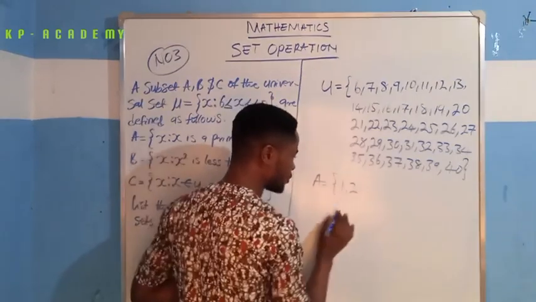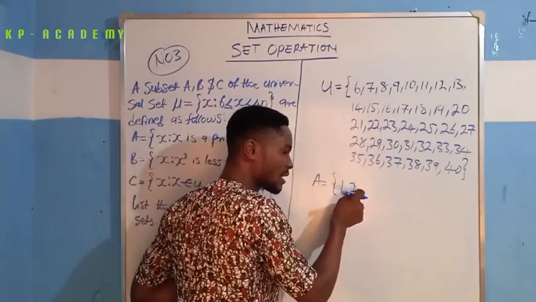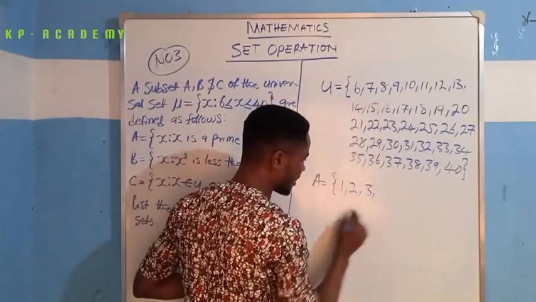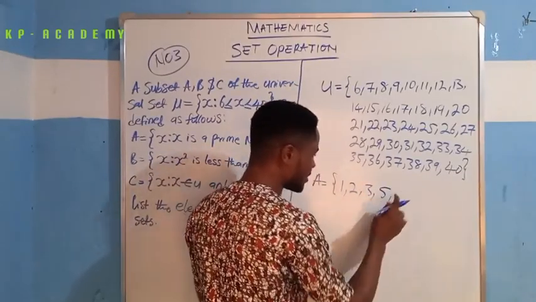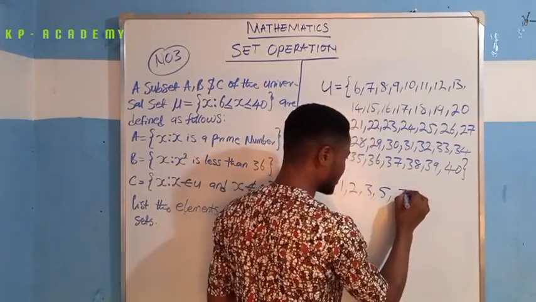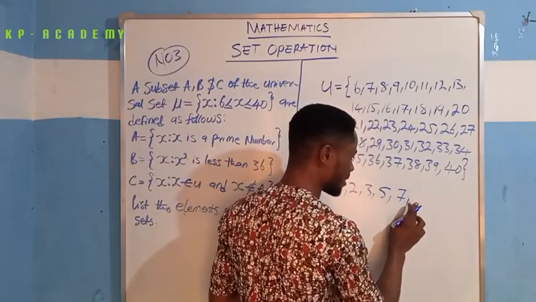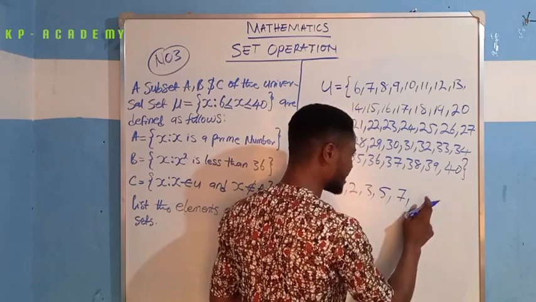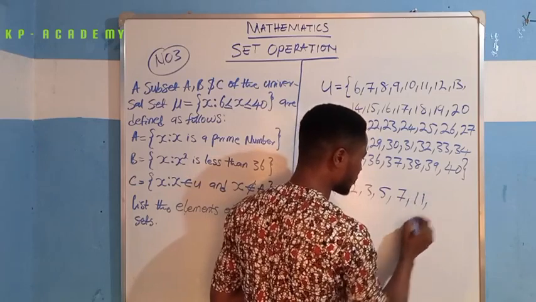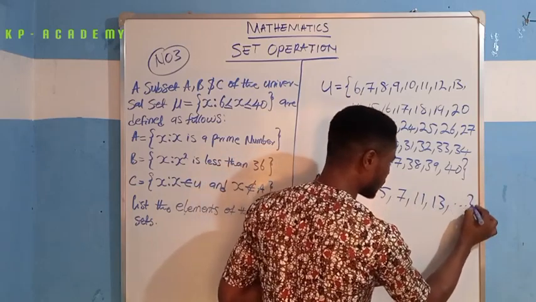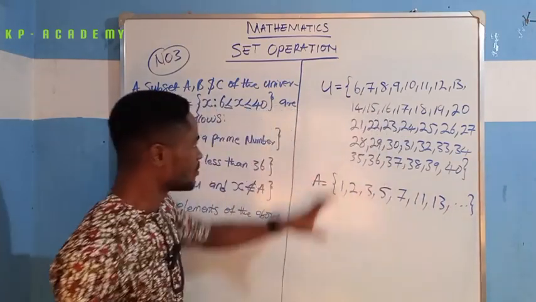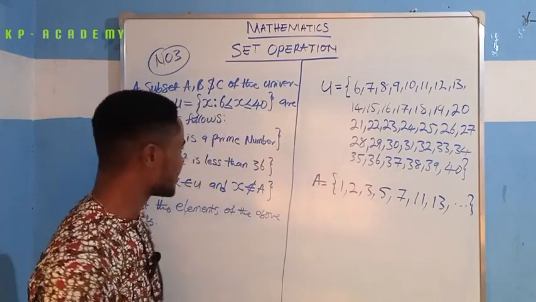Another prime number in the list is 2, because 2 can be divided by only 1 and itself. The next one is 3, a prime number. Of course 5 is a prime number, 6 is not a prime number, 7 is a prime number, 8 is not, 9 is not, 10 is not, 11 is a prime number, 12 is not, then 13 is a prime number, and so on and so forth. All right, so this is set U, this is set A.